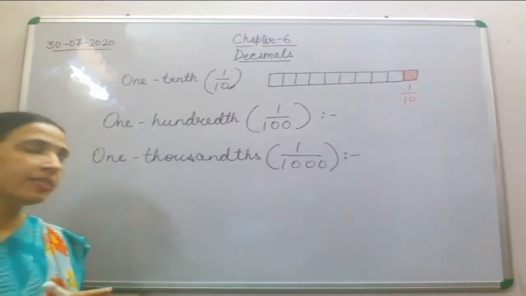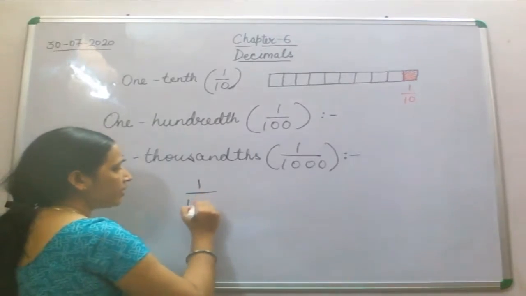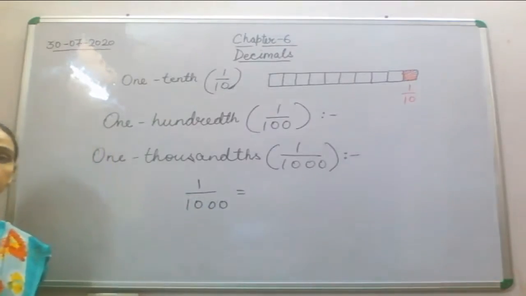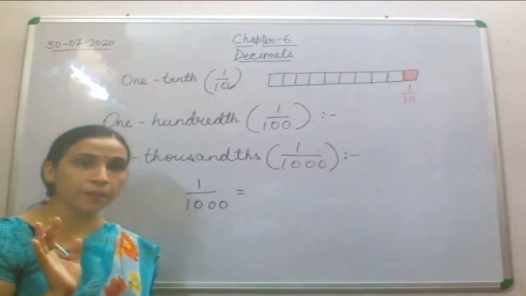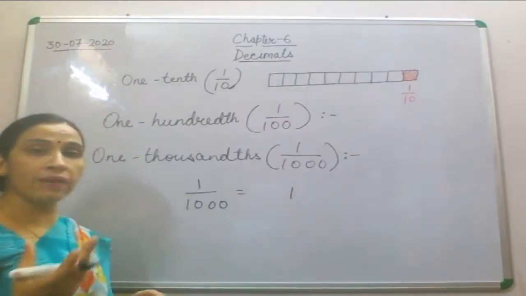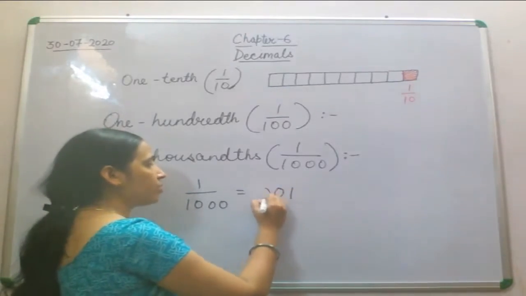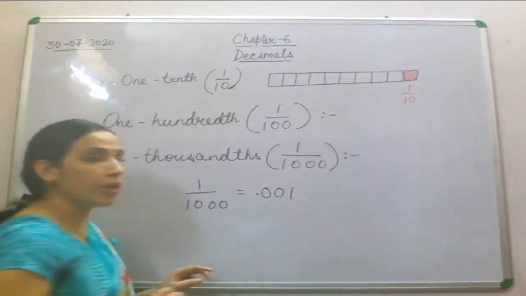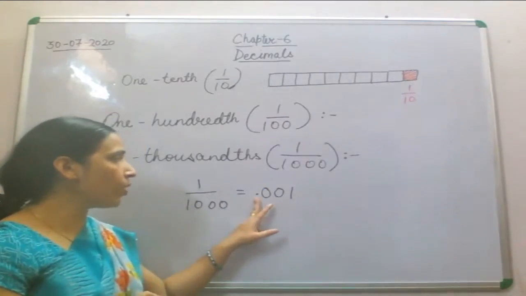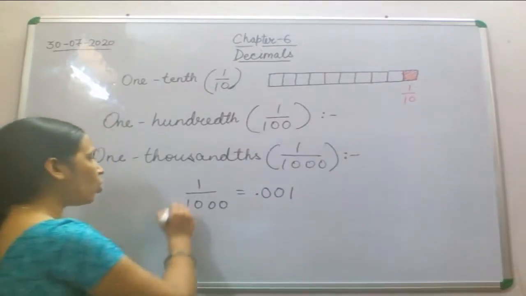See, if I take this example only, 1 divided by 1000. How many decimal places will be there? 1, 2, 3. Three places will be there. So 1 is there, and now we don't have any more places, so we will put 2 zeros and then we will put the decimal point. That is your decimal. It means 0.001 will be the decimal representation of this fraction.